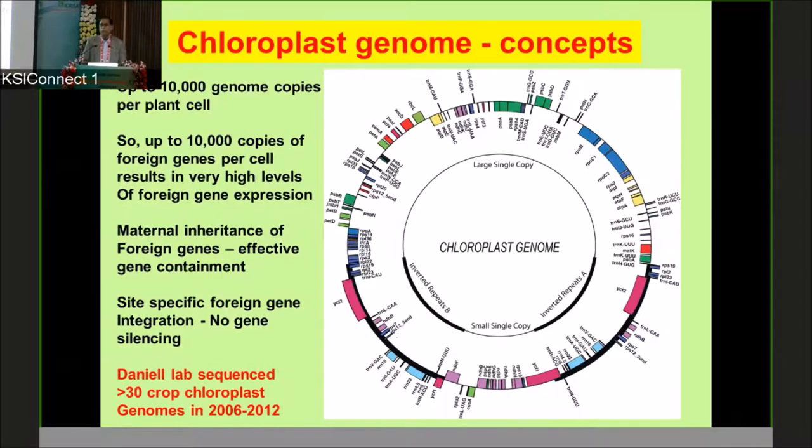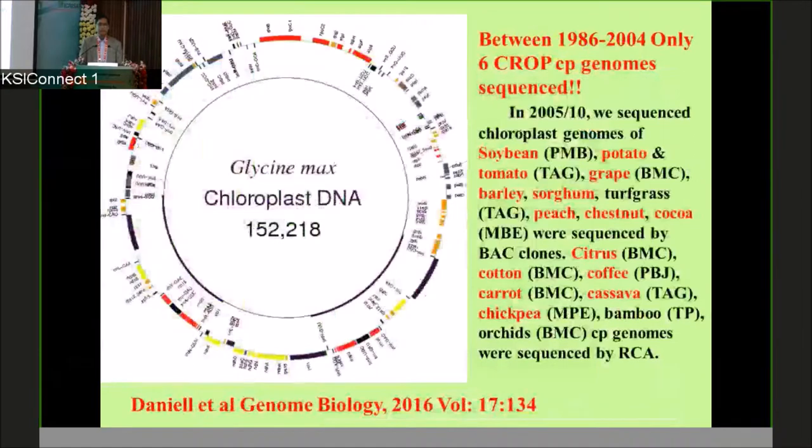From a genomics perspective, the first chloroplast genome, tobacco, was sequenced in 1986. Till 2004, only six other chloroplast genomes were sequenced, largely because of the misconception that when you sequence one chloroplast genome, they're all the same. But half of the chloroplast genome, the intergenic spacer region, is not conserved. In grass chloroplast genomes, not even a single intergenic spacer region is conserved. So half of the chloroplast genome is not conserved.